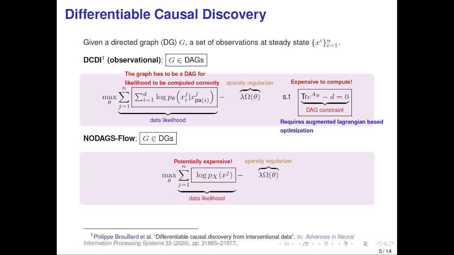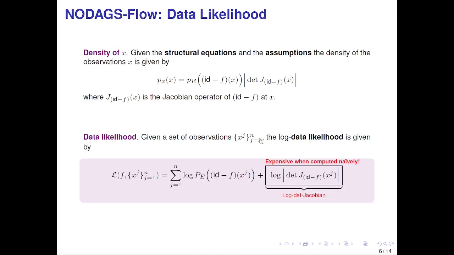Going back to the problem setup, given the structural equations and the assumptions, the density of the observations is given by the following equation, where J sub (ID minus f) of x is the Jacobian operator of the forward map, that is identity minus f, evaluated at the observation x. Thus, given a set of observations, the log of the data likelihood is given by the following equation, where the main complexity in computing the data likelihood arises from the second term in the summation, that is the log of the determinant of the Jacobian, also called log det Jacobian.